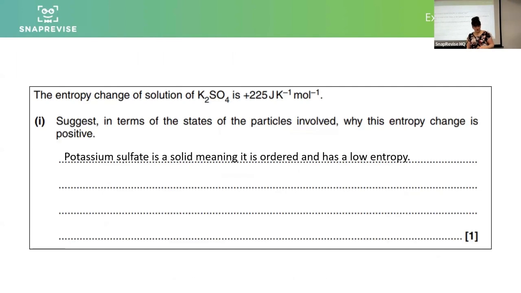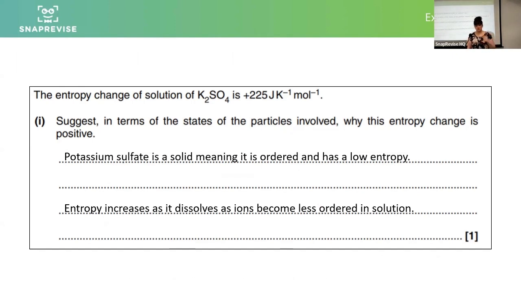An answer we could have given would be potassium sulfate is solid, it's ionic, so it's going to be solid at room temperature, meaning it is ordered and has a low entropy. Solids are ordered and have low entropies. When we dissolve them, so this is entropy change of solution, something going into solution, entropy increases as it dissolves, as ions become less ordered in solution. Lovely. 1 mark.